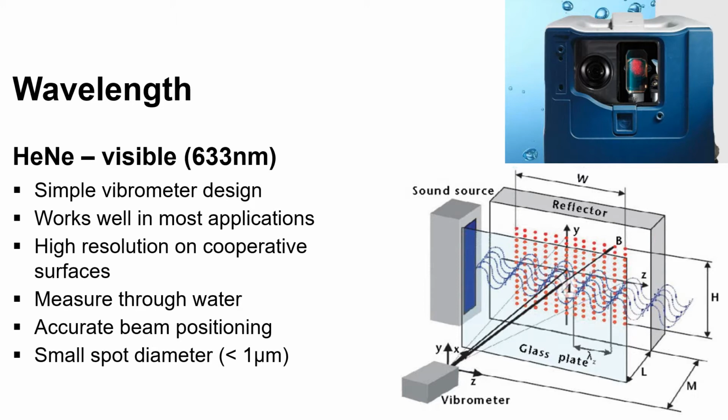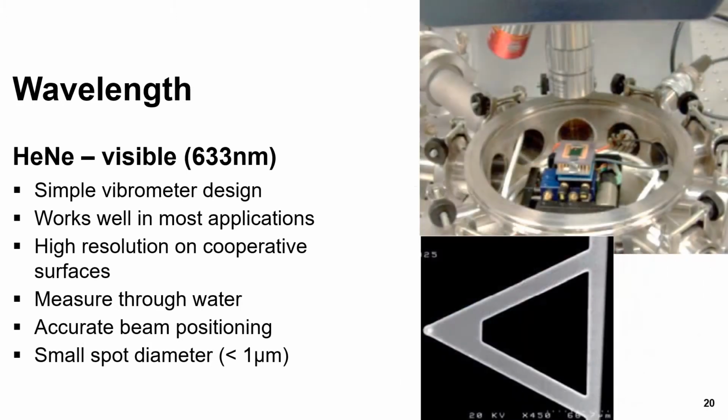Using visible light allows us to measure through water. As you can see in the schematic on the right, this is a setup for measuring the sound field in water of an ultrasonic sound source. Using visible light also allows us to position the beam very accurately. A spot diameter of less than a micron can be achieved.